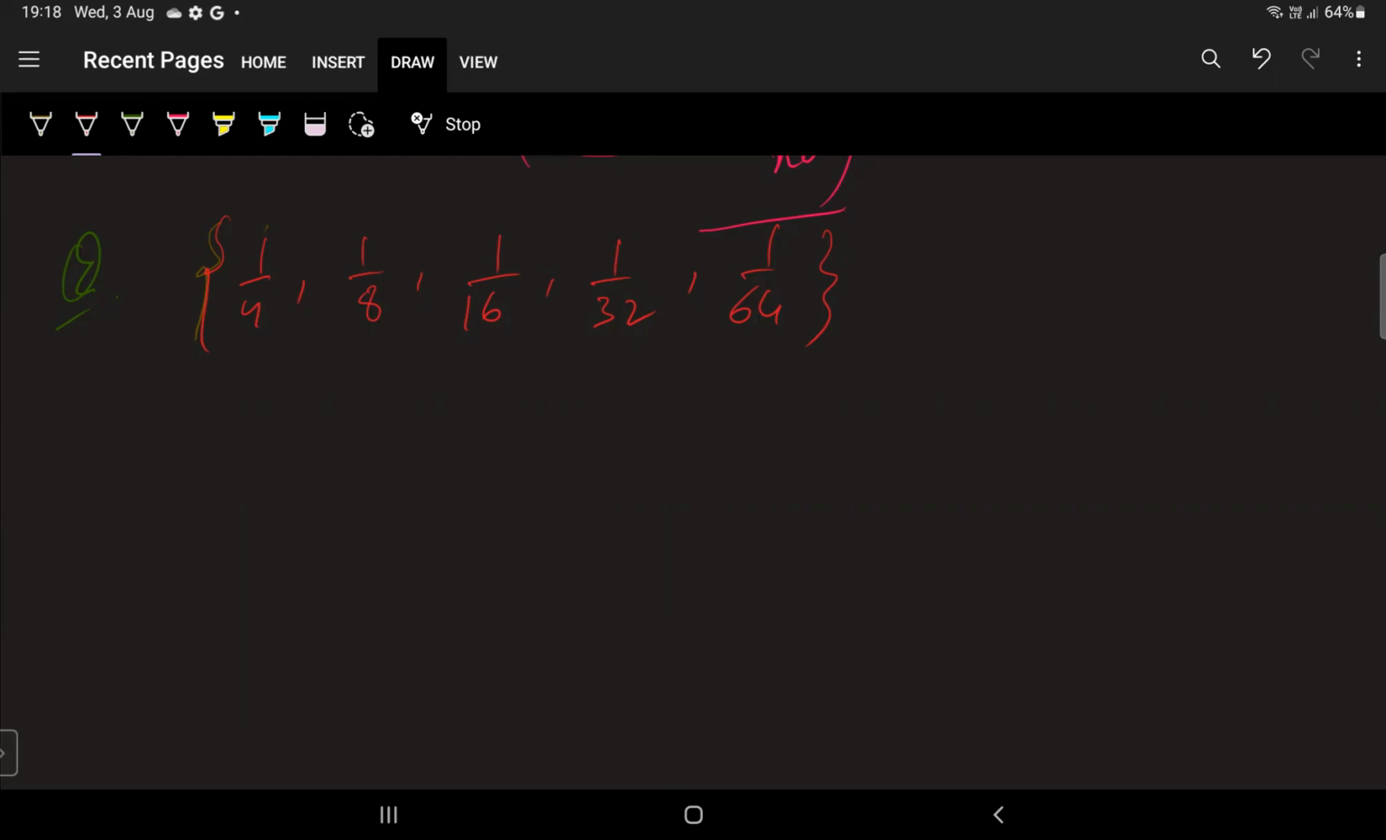So just try to find a pattern between 4, 8. 4 into 2 is 8. 8 into 2 is 16. 16 into 2 is 32. But how can you relate it to 1? Now, what is 4? 2 square. What is 8? 2 cube. What is 16? 2 to the power of 4. 2 to the power of 5. 2 to the power of 6. Right?